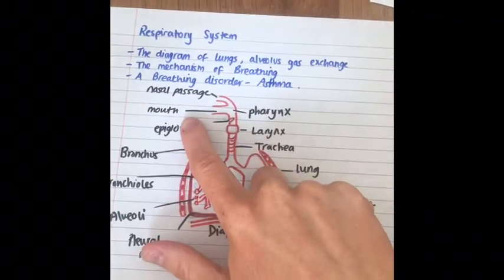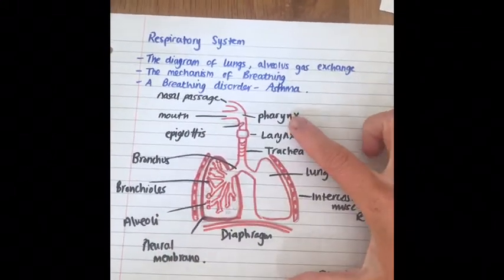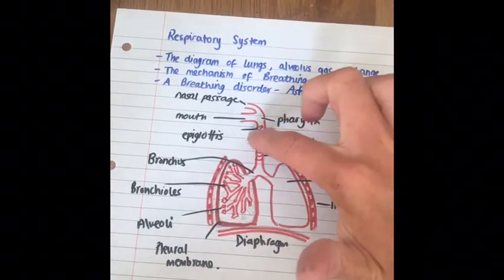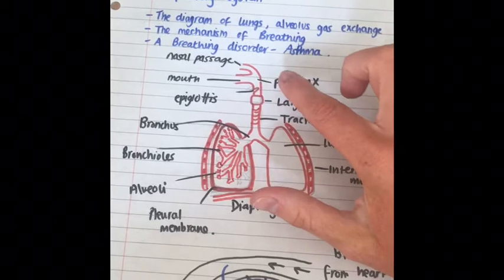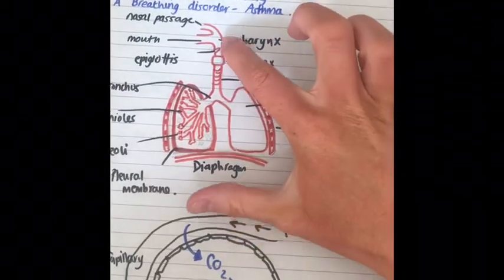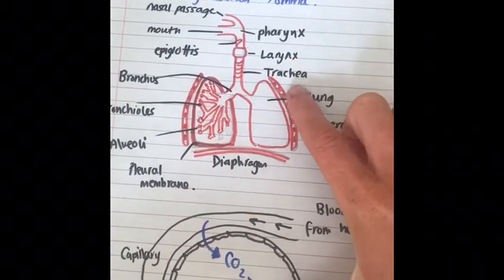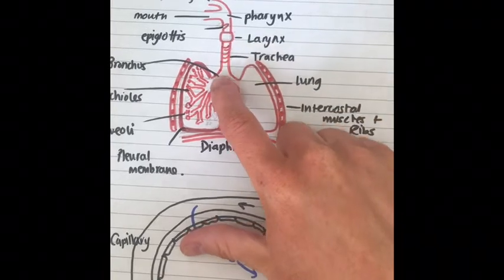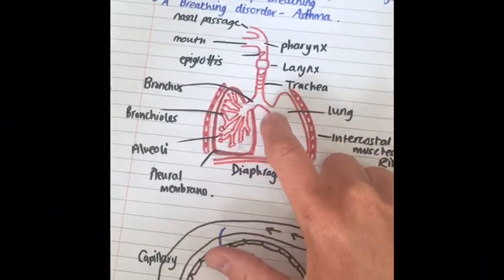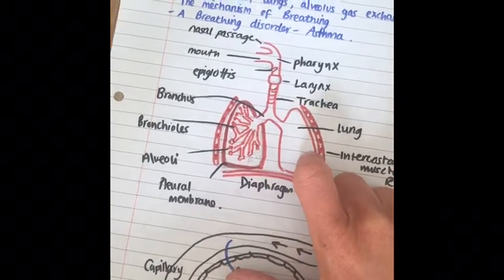Our mouth, obviously, is how we breathe in also. Okay, the pharynx is the back part of your mouth where the nasal passage and the mouth join together. Epiglottis is the lid that stops any food or any small substances getting down into your breathing system. Your larynx is your voice box. Your trachea is your main breathing tube that brings air into your lungs. Your bronchus or bronchi, plural, one goes into each lung.